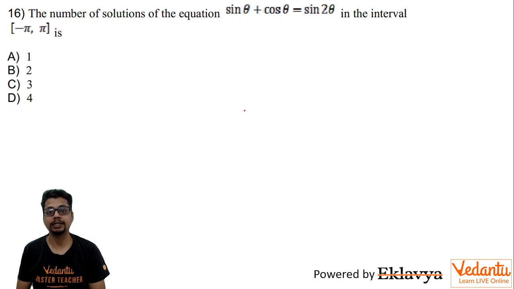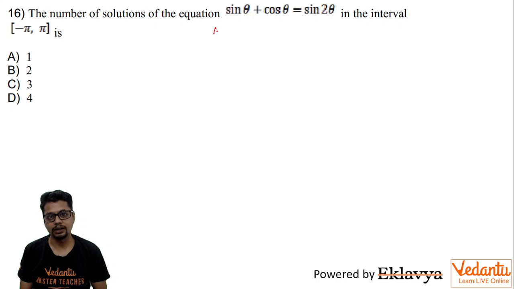We are discussing KVPY 2017 SX, and the question for this video is this. The number of solutions of the equation sin theta plus cos theta equal to sin 2 theta in the interval minus pi closed to pi closed is. You can possibly do it in different ways.